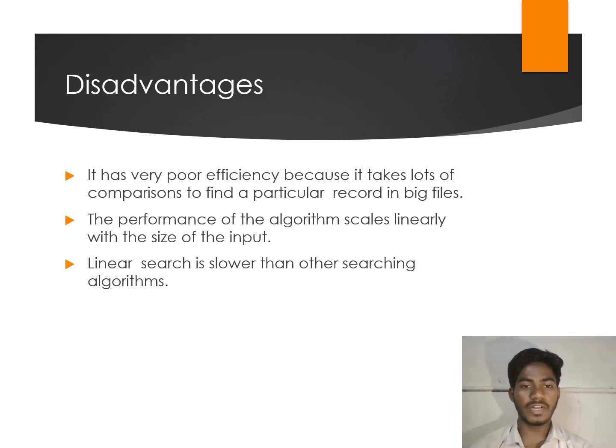Now let's see the disadvantages of linear search. Linear search has very poor efficiency because it takes a lot of comparisons to find a particular record in big files. The performance of the algorithm scales linearly with the size of the input. If the given array is very big, then it takes lots of comparisons to find the element. Linear search is slower than other searching algorithms.